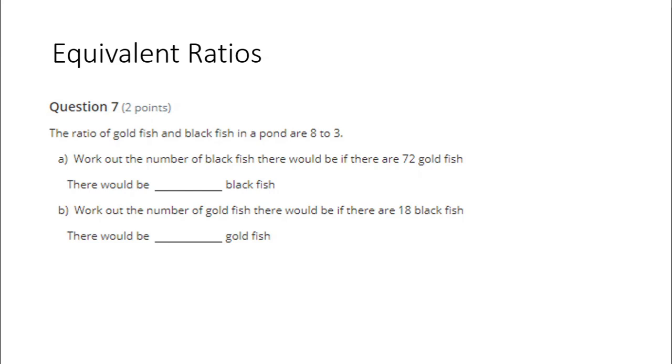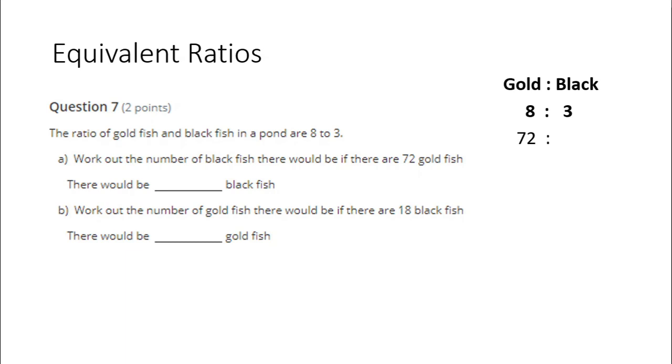Next question is an equivalent ratios question again. You're told the ratio of goldfish to blackfish in a pond is 8 to 3. It would help if I actually wrote that in ratio format. So I'll write that in words, gold to black, so we can be clear about which number is which, 8 to 3. And now I want to work out the number of blackfish there are if there are actually 72 goldfish. So on the gold side, we want 72.